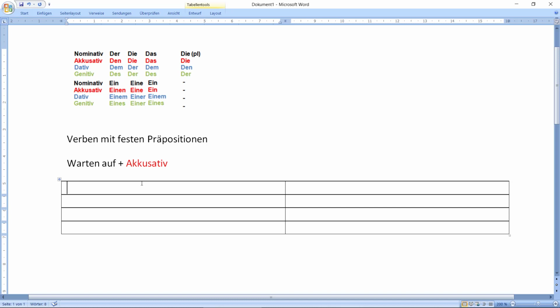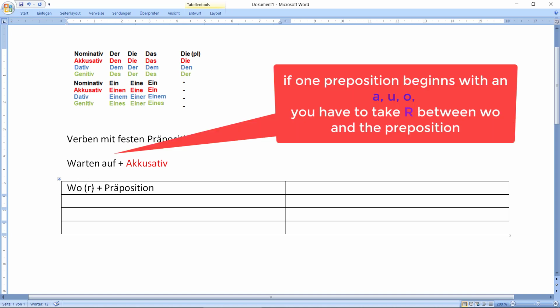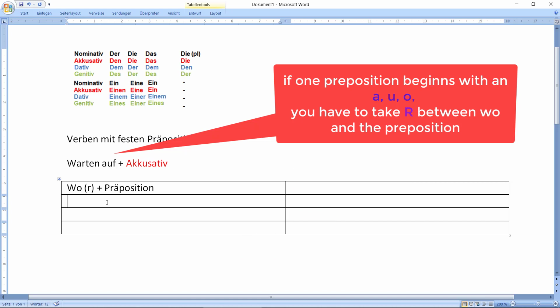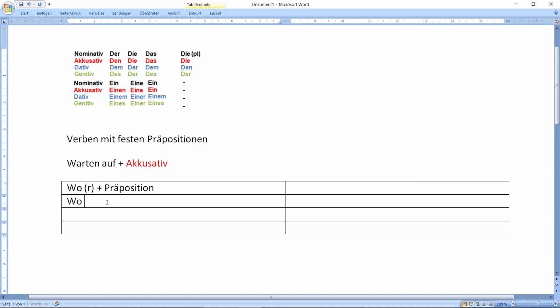When you ask about something, some events, you take wo, plus r, plus the preposition. We need r when we have two vowels. In this case, wo, o, and auf, a. That's why we need it. When we have to ask about something, what are you waiting for? Like that. So, wo plus r plus auf. That means worauf. Worauf. We take r to make it easier to pronounce.